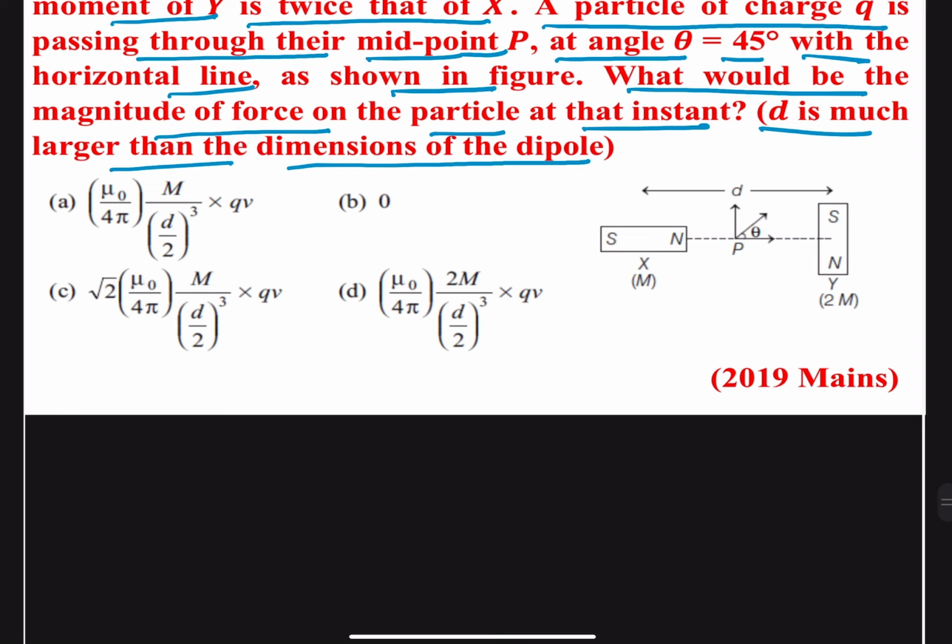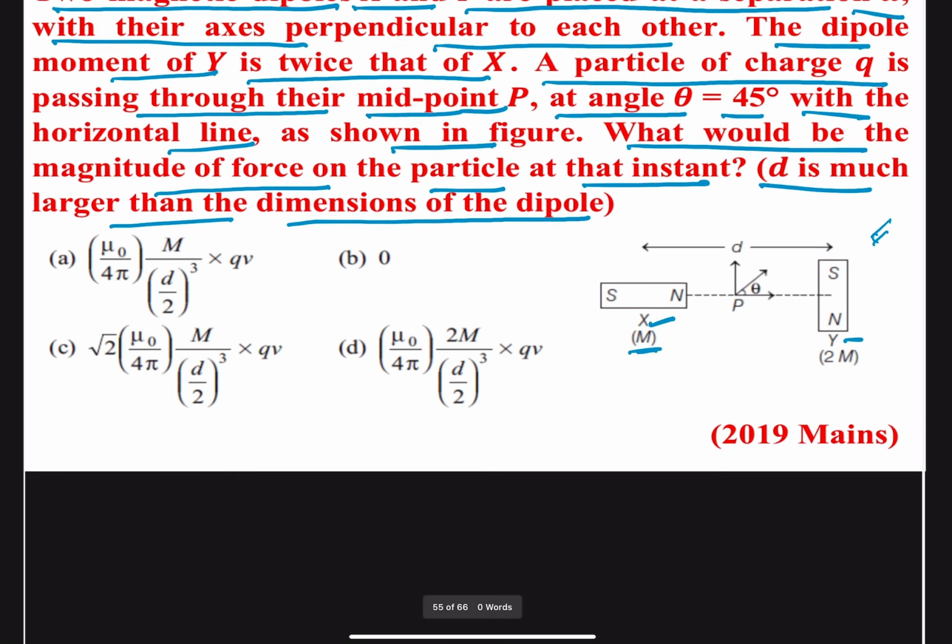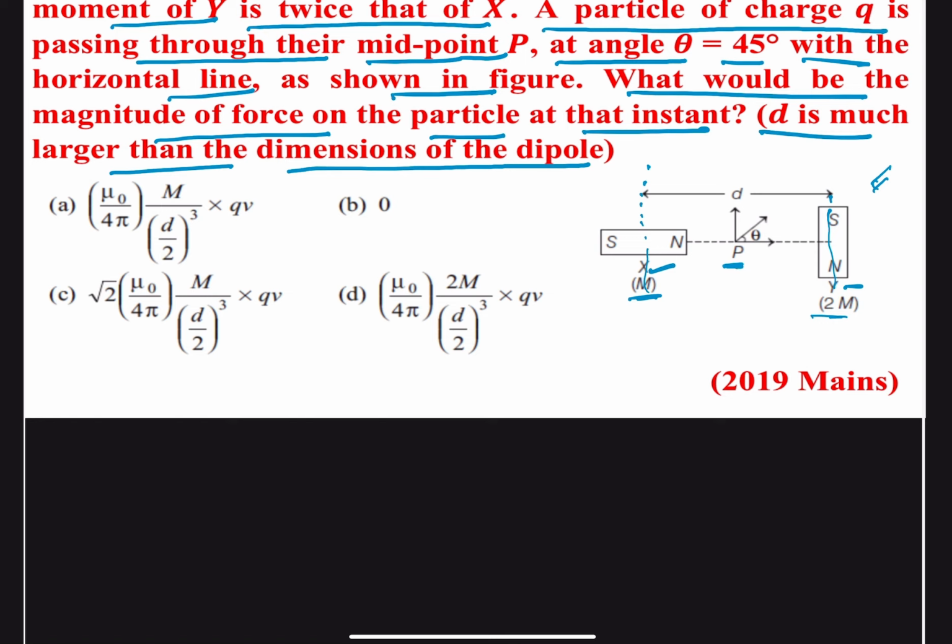So we are given this figure. We have two dipoles X and Y. X is having a dipole moment of m, and Y is twice, that is 2m, and the distance between their respective centers is given as d. So this is the charged particle which is passing through the midpoint between the two at an angle theta with respect to the horizontal. So we have to find out what will be the force acting on this particle at this particular instant.